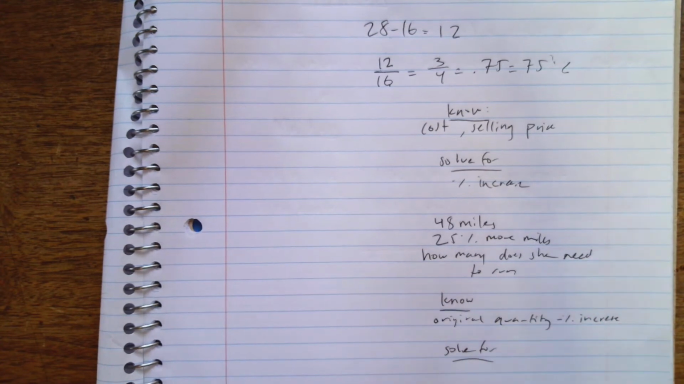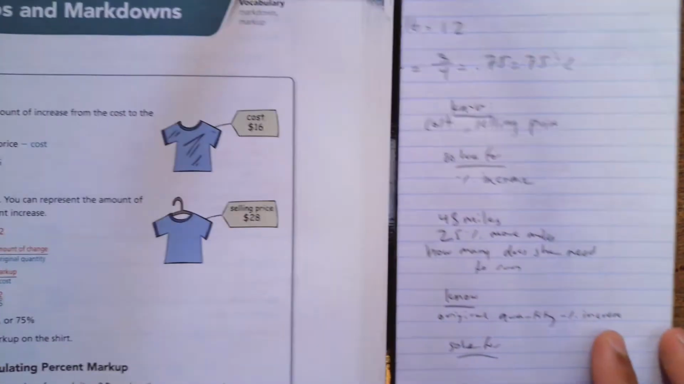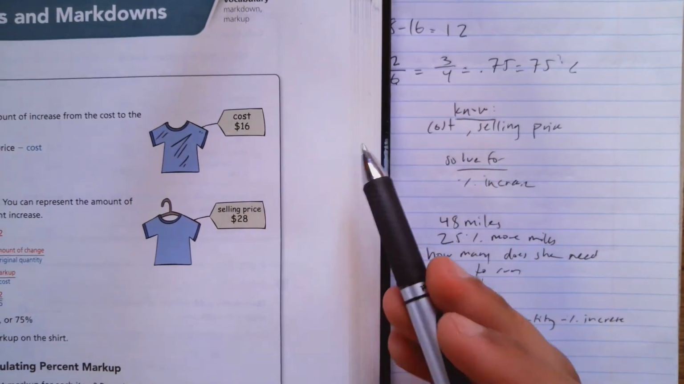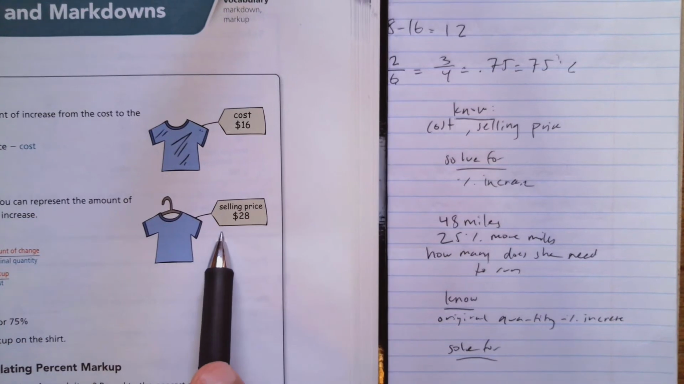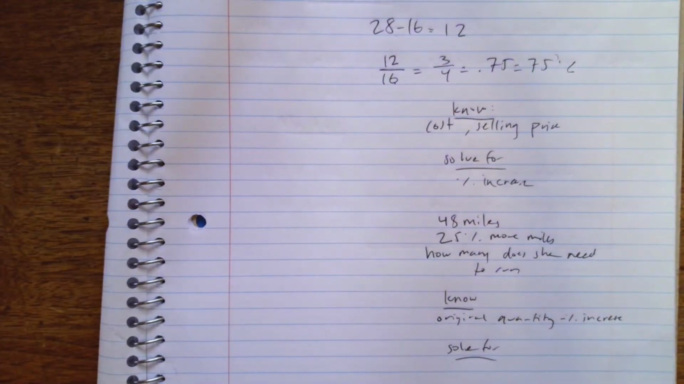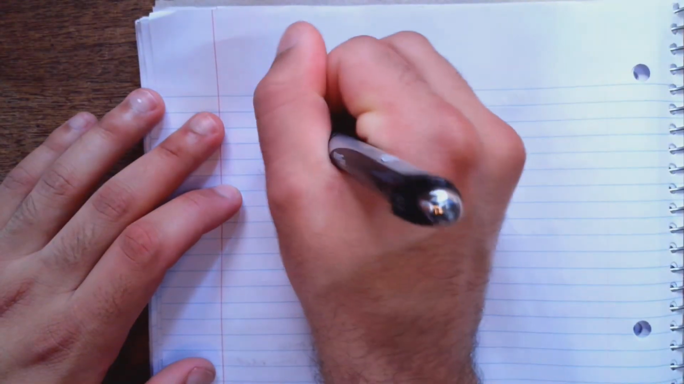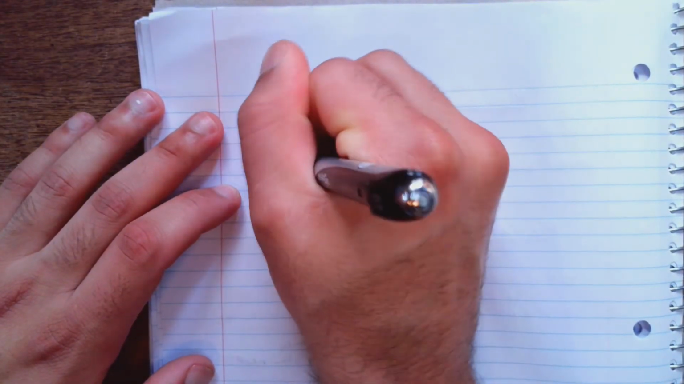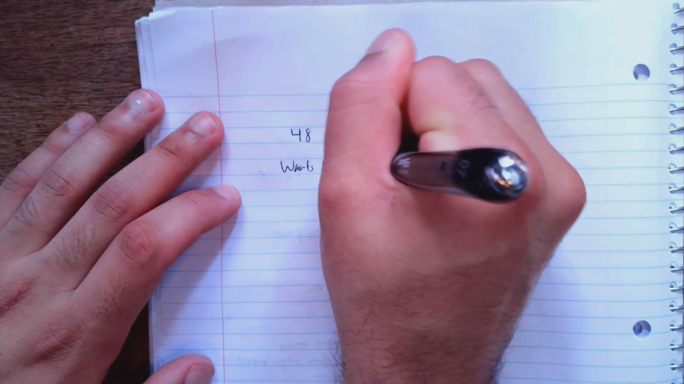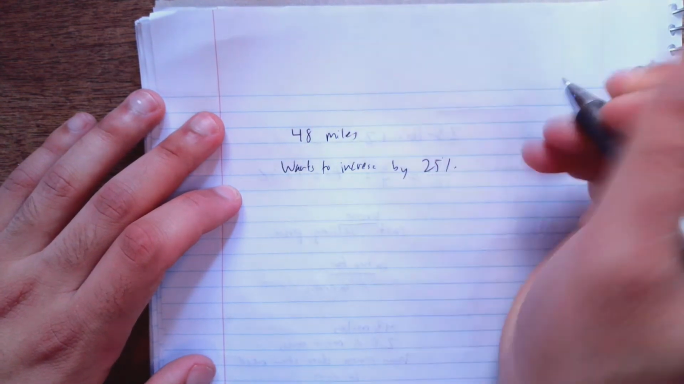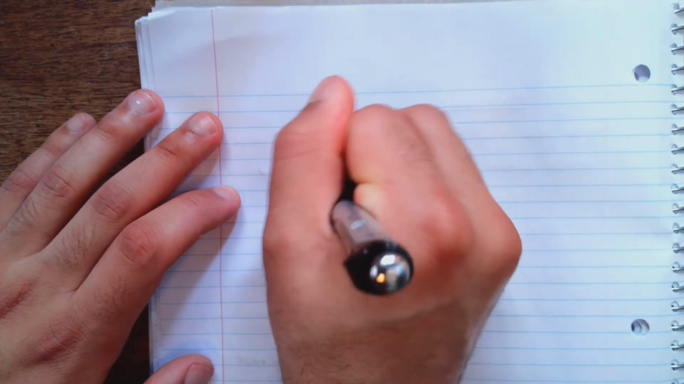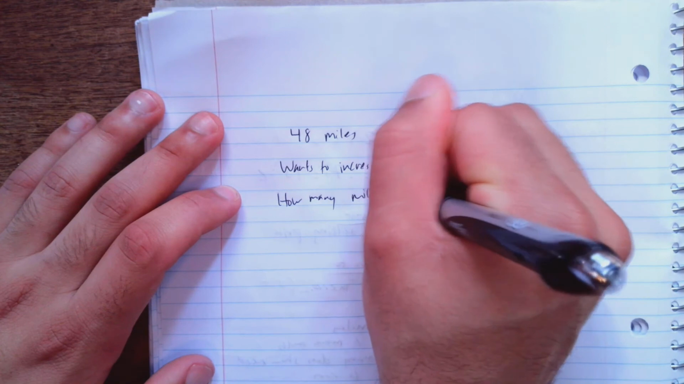So to relate it back to a cost problem, it would be like this selling price, right? The original number of miles, this 48 right here, would be like the cost, the lower number, and we're trying to solve for this higher number, this $28. So in this case, what we know is a little bit different, so our strategy has to change a little bit. So let's say we're still working on the same problem where she's running 48 miles and she wants to increase by 25%. Now, how many miles does she need to run?